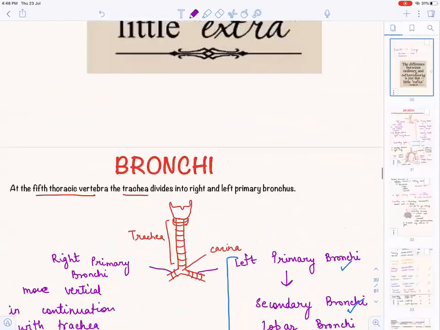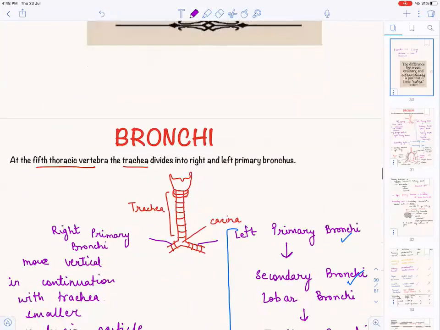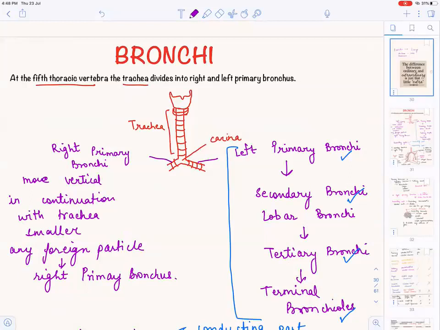We started with this, and we studied about bronchi, that at the fifth thoracic vertebra, the trachea divides into right and left primary bronchi. What is the difference between right and left primary bronchi? The right primary bronchus is more vertical and it is in continuation with the trachea, and it is shorter.